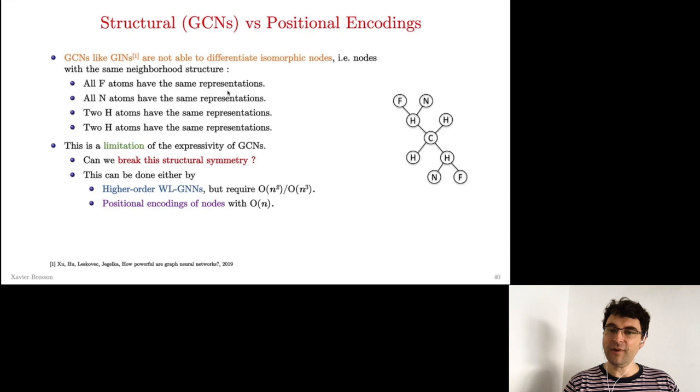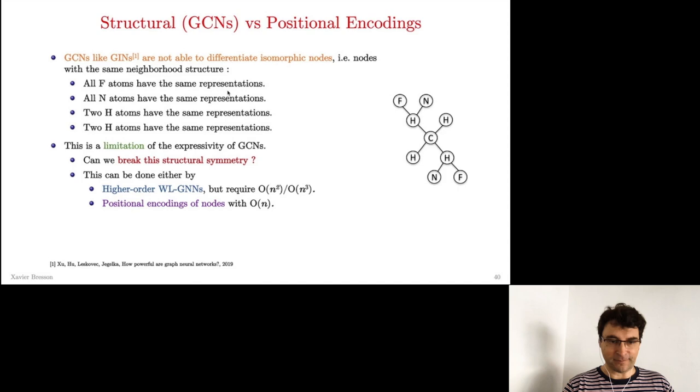So for example, if you look at the fluorine atom here, it has the same representation as this atom here, okay? Because the two nodes are isomorphic. The same also for nitrogen. They are the same representation. Also, these two hydrogens are the same representation. These two hydrogens are also the same representation. So this is a limitation of the expressivity of GCN. So can we break this structural symmetry? Yes, we can do that if we use higher order WGNN, but then you will have to use a dense tensor. Or you can use positional encoding of nodes with linear complexity.